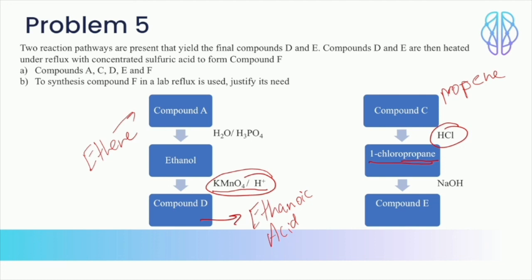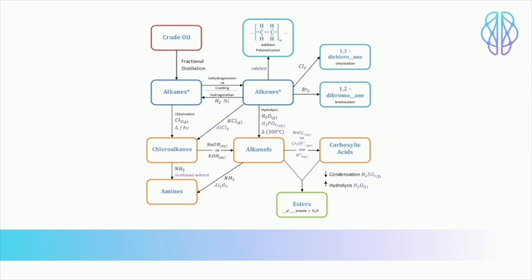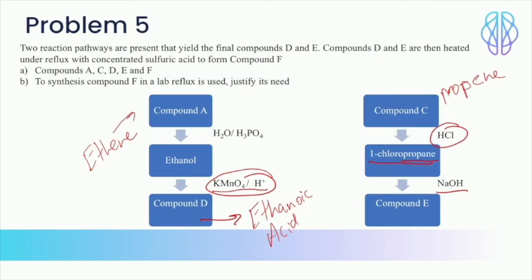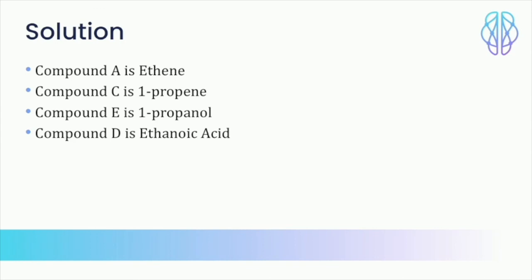Now, to find compound E, we know that the haloalkane is undergoing a reaction with sodium hydroxide. So we can consult our mind map here. So we have the haloalkane here, or the chloroalkane rather. In the presence of sodium hydroxide, it's going to form an alcohol of some kind. So we know that compound E is probably going to be propanol. And this is just a quick summary slide showing all of these answers. However, we're not done yet.